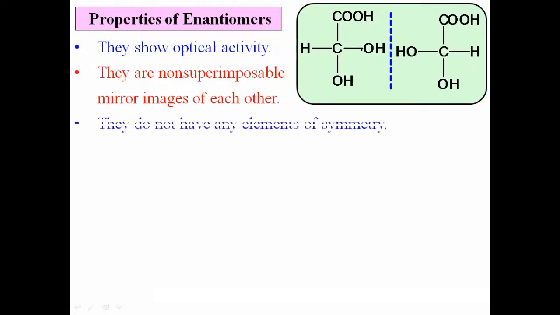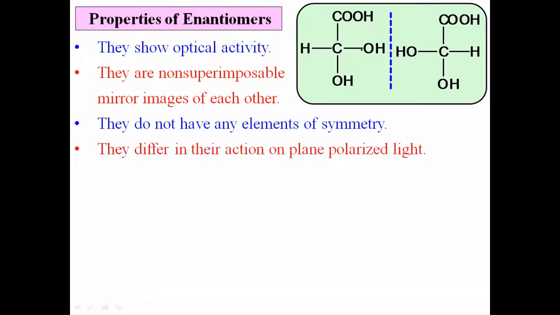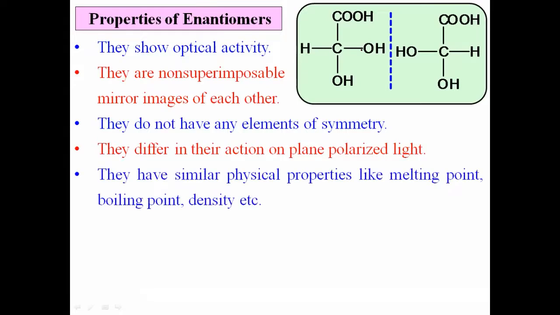Okay, then the third property, they do not have any element of symmetry. Yes, we know that they are optically active. Means they do not have any element of symmetry. There is no plane of symmetry. There is no center of symmetry. There is no alternating axis of symmetry. And they differ in their action on PPL, out of which one is the dextro and the second is the levo isomer. Now, the two enantiomers have similar physical properties, for example, their melting points, boiling point, density, etc.